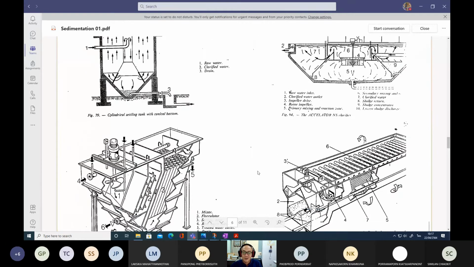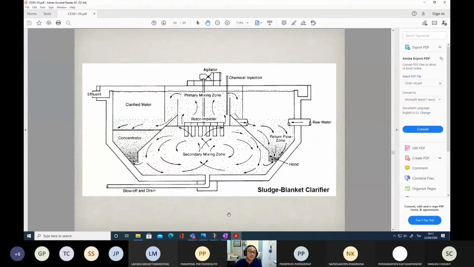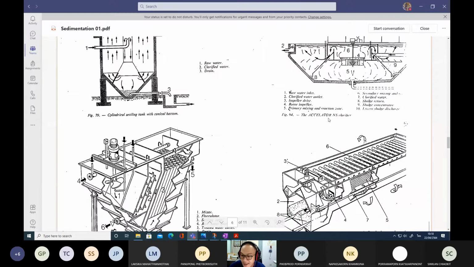Okay, maybe figures in this slide would be better. Many water treatment plants in Bangkok use this kind of combined coagulation, flocculation, and sedimentation process to purify the water. So this tank, on the other hand, is called the accelerator. This is the one, the accelerator.